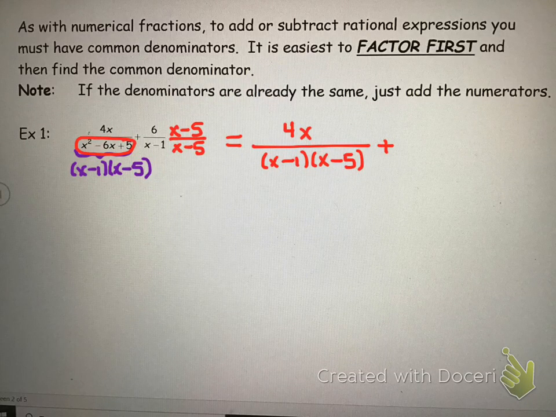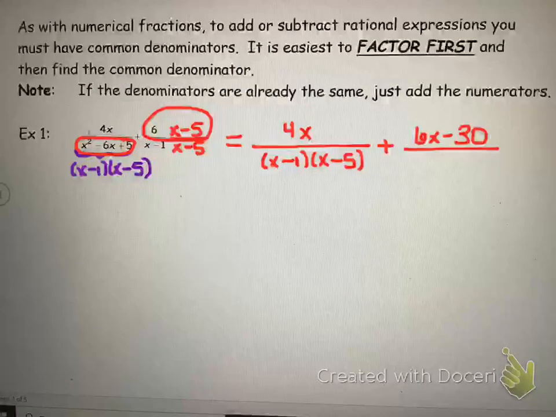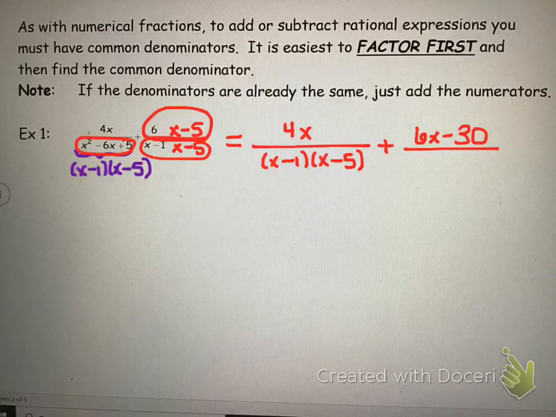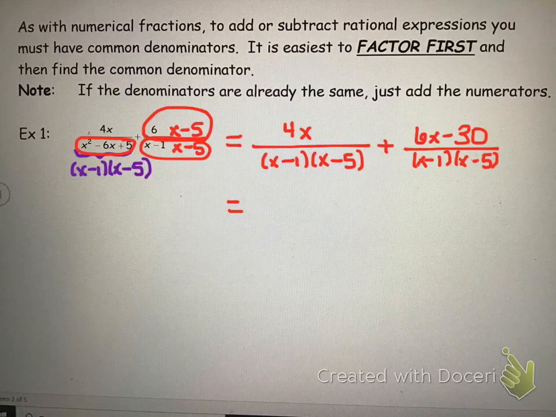And then the second fraction, I need to take the 6 and distribute it to the x minus 5 on top, and so it becomes 6x minus 30. And then on the bottom, these two factors are now multiplying together. Once again, I'm choosing to leave them in factored form. Don't feel like you have to FOIL them out, but you can if you want to. And now the two denominators are identical, which means now the two fractions can add.